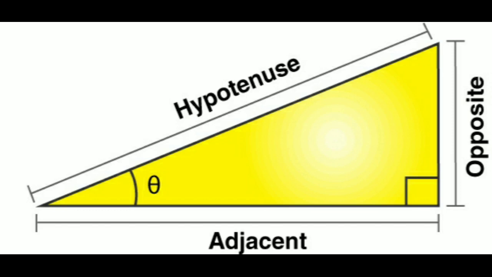Now inverse properties. cos of cos inverse x equals x. sin of sin inverse x equals x. tan of tan inverse x equals x. cos inverse of cos theta equals theta, sin inverse of sin theta equals theta, tan inverse of tan theta equals theta.